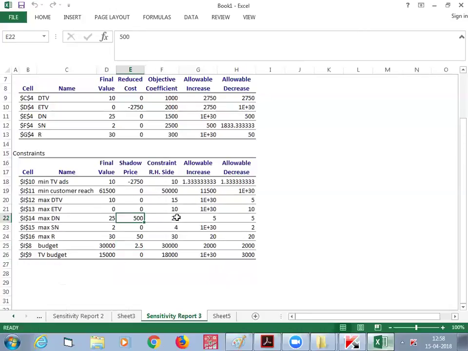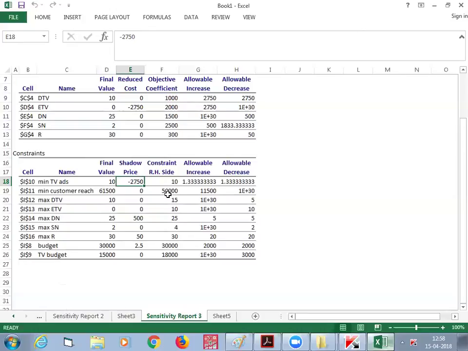Similarly, each extra daily newspaper advertisement can increase our customer reach by 500. Each extra radio advertisement can increase our customer reach by 50. And if we reduce our minimum number of TV ads from 10, we can increase our customer reach by 2,750. So clearly this is a better, a different way of seeing it, actually. Okay?